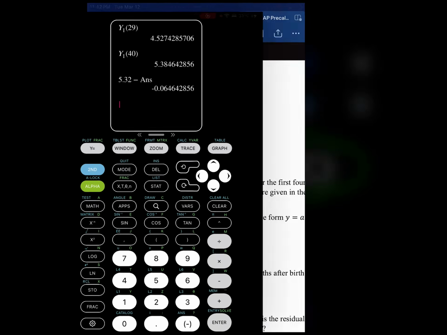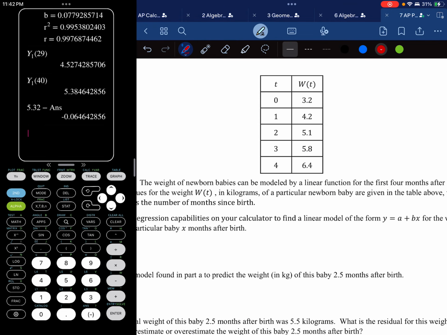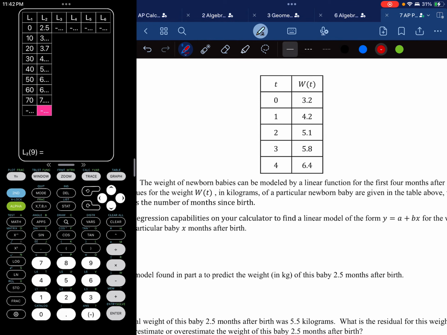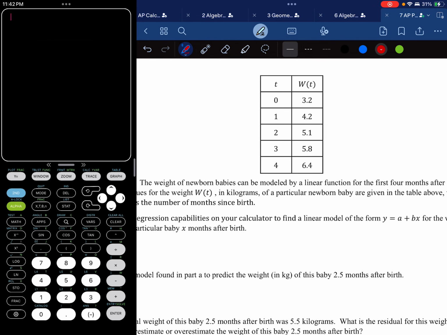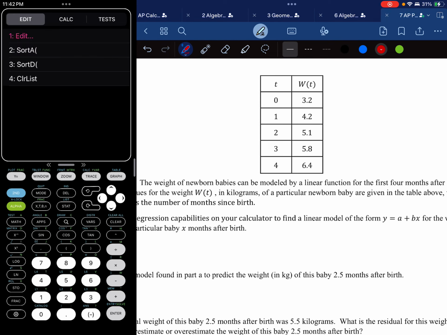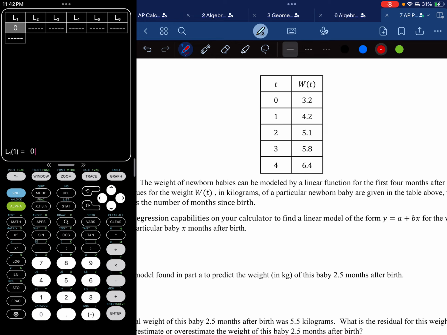So I'm going to pull up my TI-84. Remember that if you have stuff on it, like in my table here, you're going to hit 2nd plus to do a memory, and then 7, 1, 2 to wipe all the memory. So if I go to my stat edit now, you'll see everything is gone. I can enter the data correctly. And next is going to be 3.2, 4.2, 5.1, 5.8, 6.4.